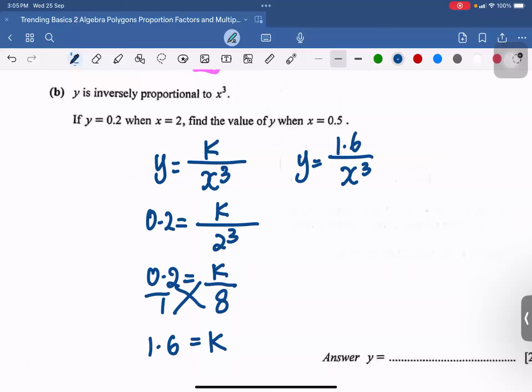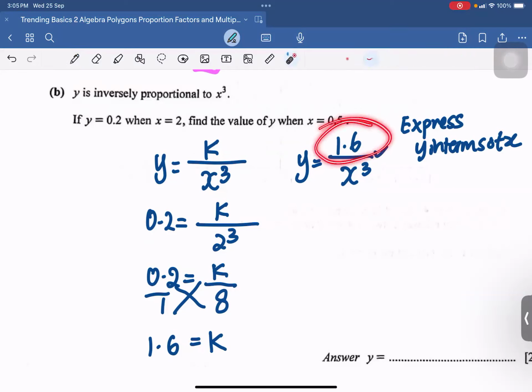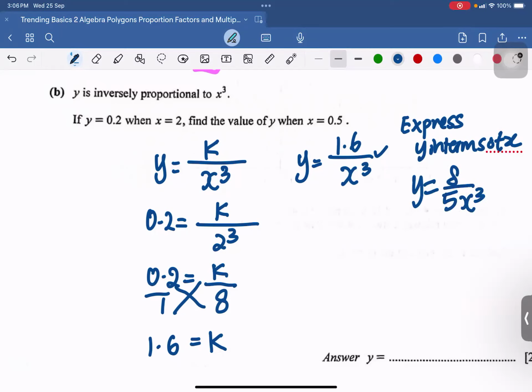Then please take note, right? Although I write 1.6 over x cubed, if the question says express y in terms of x, yes this can be, but we cannot have a decimal in the numerator like that. So we will need to change this 1.6 into a fraction. 1.6 is the number 8/5. Then we need to write it as y equals 8 over 5 x cubed.